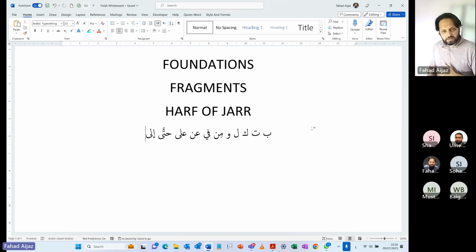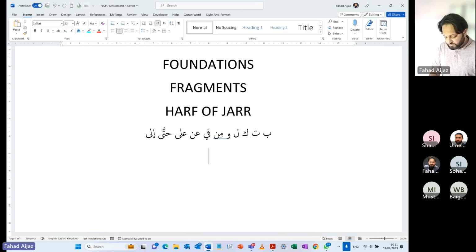ठीक है? Ba is with, ta is the swearing word only used with Allah. Kaf is like, lam is for, waw is oath, min is from, fi is in, an is about, and so on and so forth. Ala is upon, hatta is until, and ila is to. So these are the hurufs that you know, inshallah, at least from Arabic perspective, and best case if you also know the meanings of these hurufs. That was the first fragment we did.